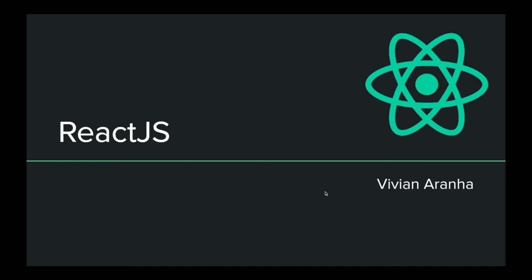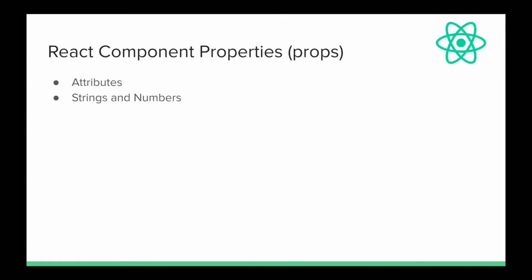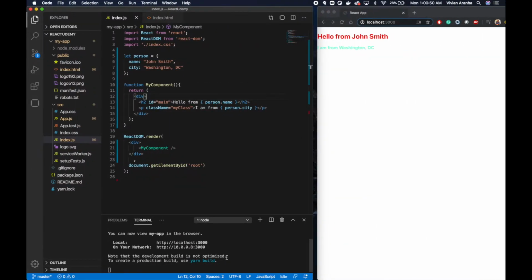ReactJS. This is Vivin Arana, and today we will look at React component properties, or something called props. Now, these are nothing but attributes that you pass to the components from your HTML tags. They can be strings, numbers, or anything else. So let's go ahead and look at the implementation.